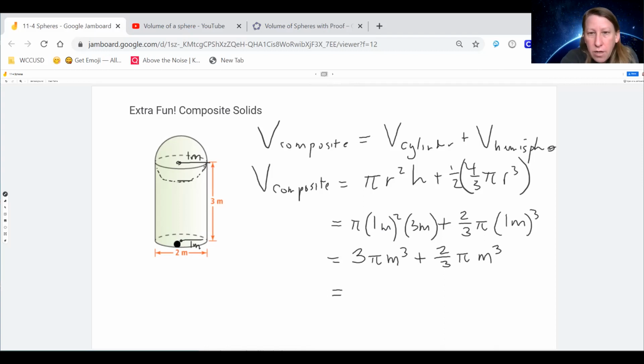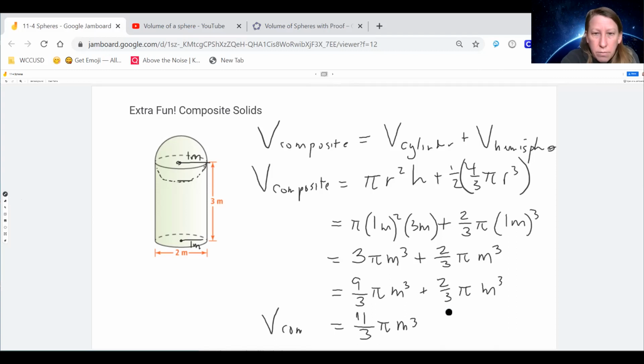So I'm going to get a common denominator. I'm going to change this to 9/3. What's 9 divided by 3? 9 divided by 3 is 3. So I can replace 3 with 9/3 and get away with it. This part's matching now. So now I have a common denominator and I can write my answer as 9 plus 2, 9/3 plus 2/3 is 11/3 pi meters cubed. All right, this is the best answer. The volume of this composite is that.